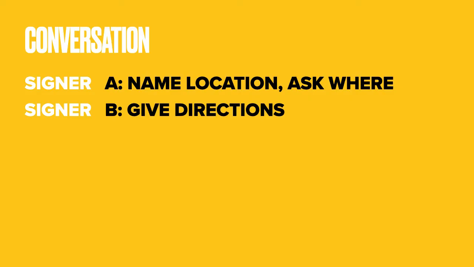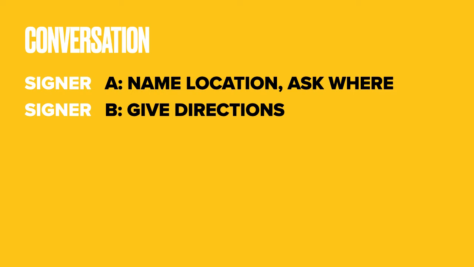Okay, now we are going to have a conversation, or learn to give a conversation. Signer A would be doing what we've been practicing, naming the location and then asking where. And then signer B is obviously going to be giving the directions. Hopefully the conversation doesn't end at where is the toilet. So giving directions, let's do the soda machine.